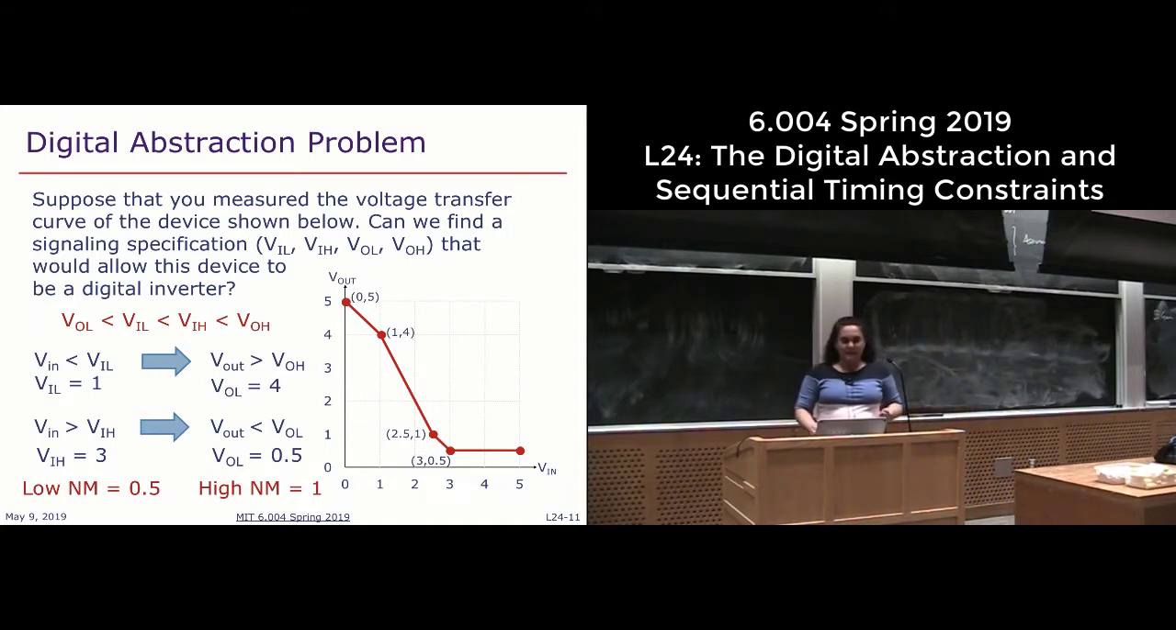Now, you might realize that if you evaluate this a little bit further and come a little bit further down this curve, you can find a point which will give you a different set of specifications that will give you a slightly higher noise margin.